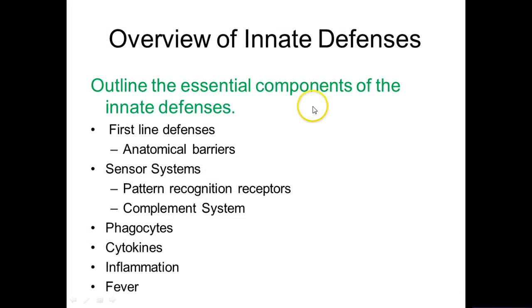All right, so this is our overview for this topic. Last time we talked about anatomical barriers and things associated with them. We talked about different receptors, and we're going to continue on that and go over the complement system today. We talked about cytokines and phagocytic cells as well as other white blood cells. We've previously talked about inflammation, and hopefully we will finish up with fever today.